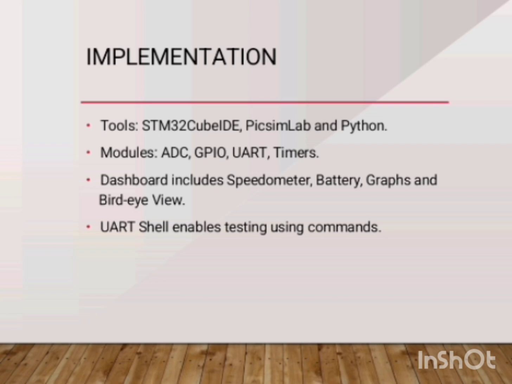The STM32 firmware uses different peripherals such as ADC, GPIO, UART, and timers. The dashboard includes a digital speedometer, battery indicator, live graphs, and bird's eye view of the vehicle. We also included a UART shell which helps us test communication between STM32 and the dashboard. By combining embedded hardware with Python software, we achieved smooth real-time monitoring.